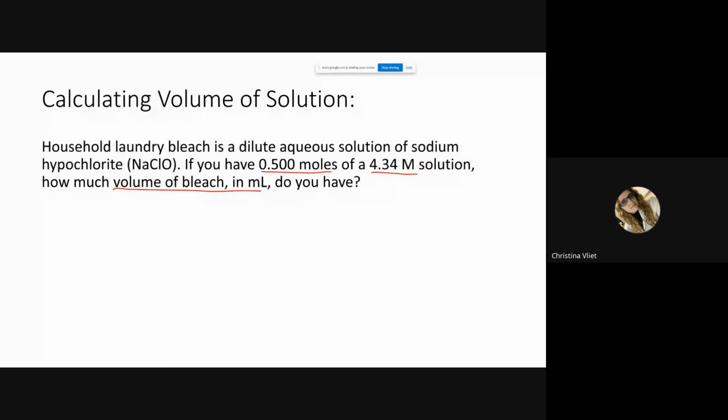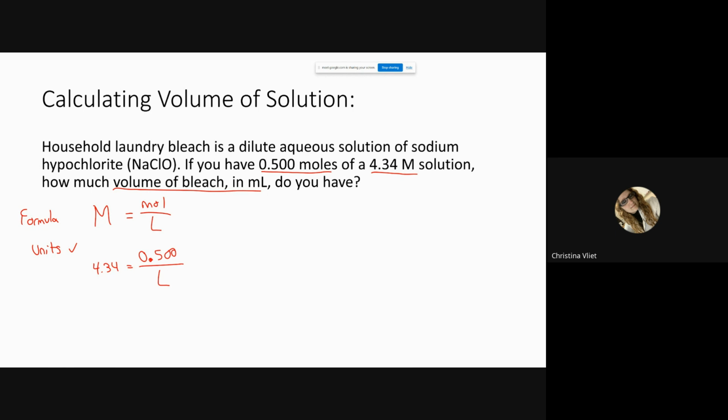After you have underlined what's important in this question, you should then go to your formula. Your formula here is capital M equals mole over liter. Is molarity the correct unit to go in the formula? Capital M. Can I just plug 4.34 in right there? Yes. Is 0.5 moles, is that the correct unit for the formula? Yes. So the units are good for the formula, so you can plug them in. So you've got 4.34 equals 0.5 over L.